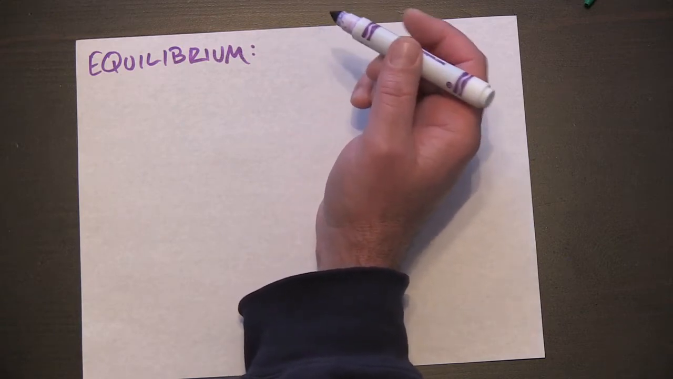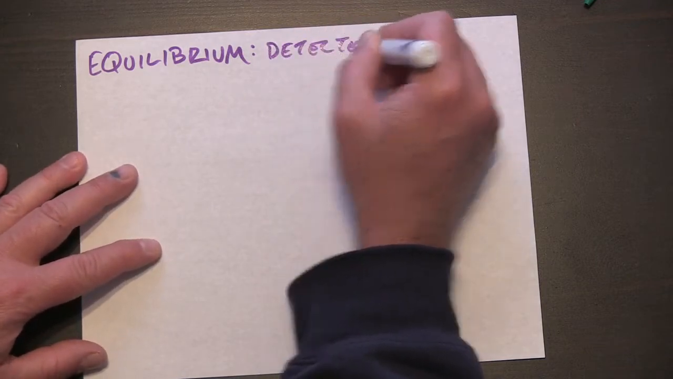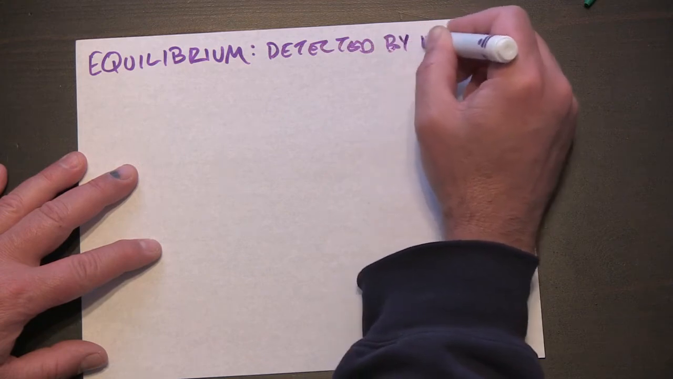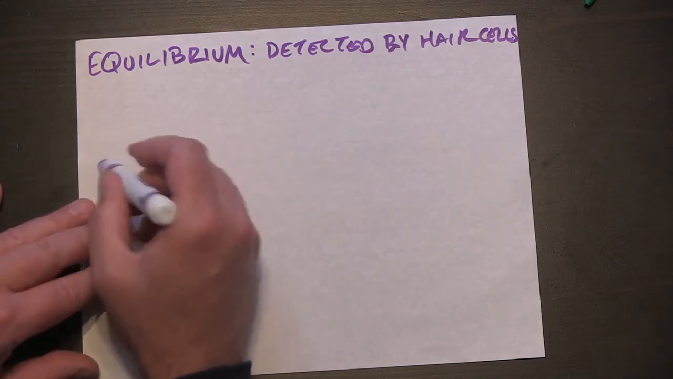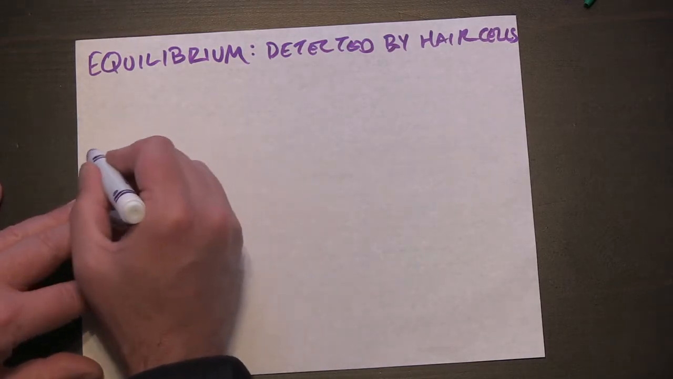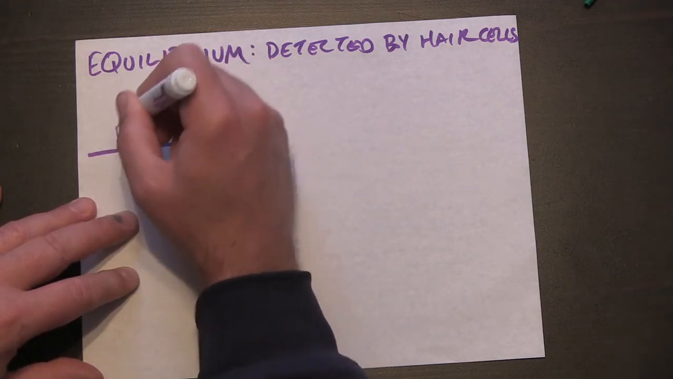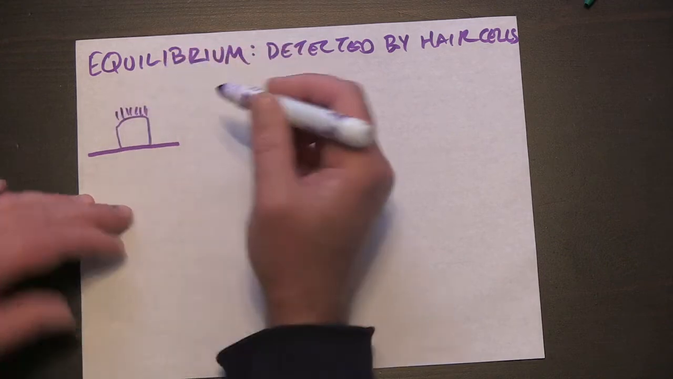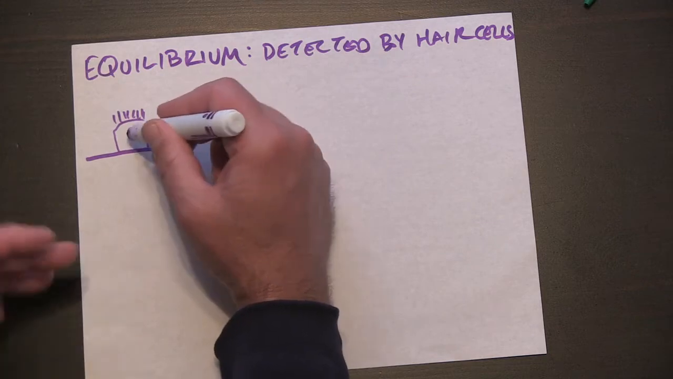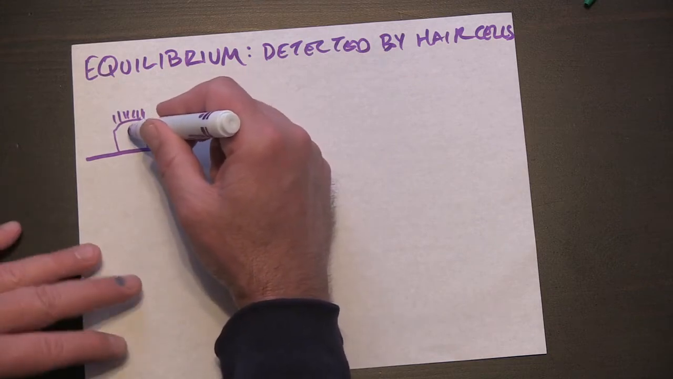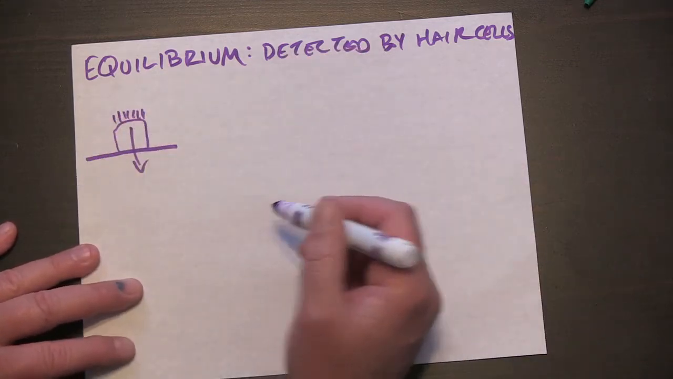And so essentially what happens is it's detected by hair cells. And let me just draw real quick what a hair cell looks like. So if here's a surface, a hair cell has got little hairs on the top, and when those hairs move, they send a signal. Basically, it causes the cell to depolarize, like we talked about, and that sends an electrical signal out to the nerve and then to the brain. Okay.